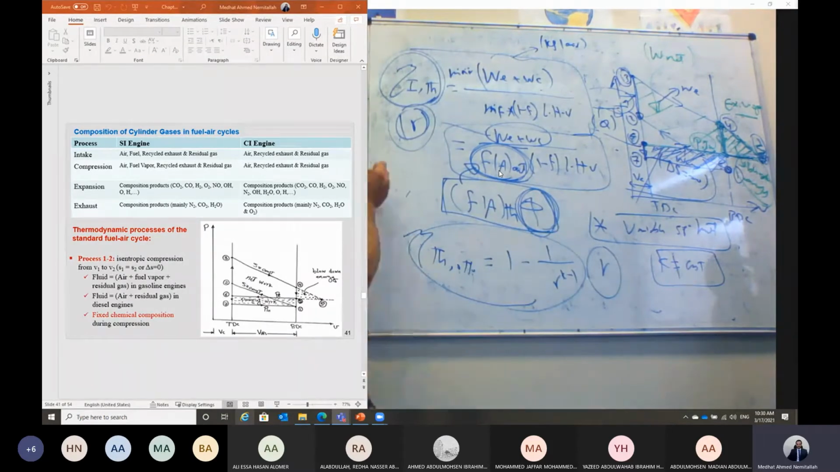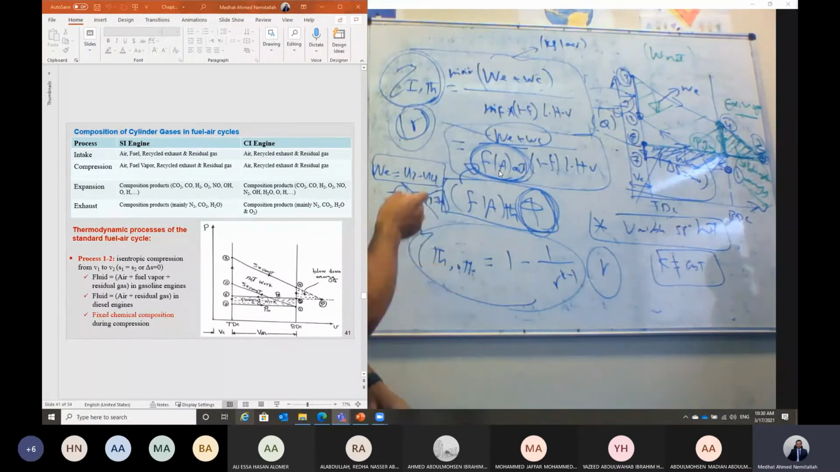I cannot say the expansion work is equal to u3 minus u4 in the air standard cycle. I consider this equal to Cv multiplied by T3 minus T4 because we consider this specific heat as constant. But in this cycle, we cannot say that. We have to consider it u3 minus u4.